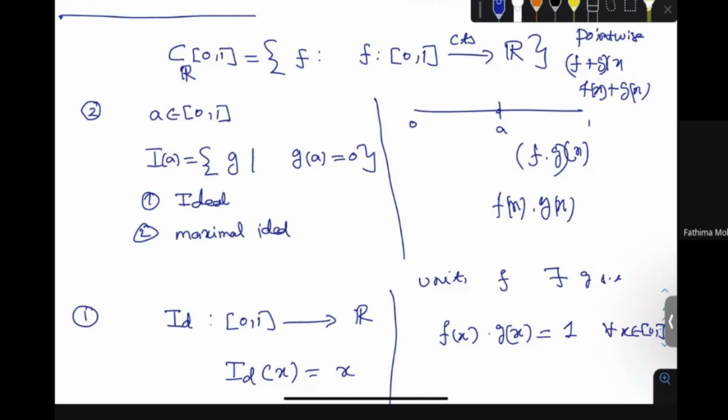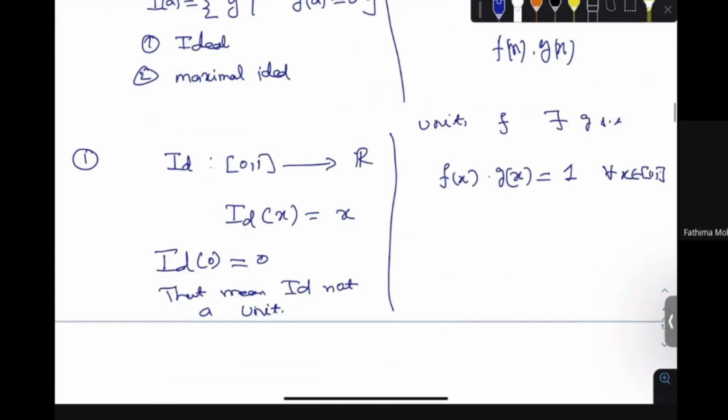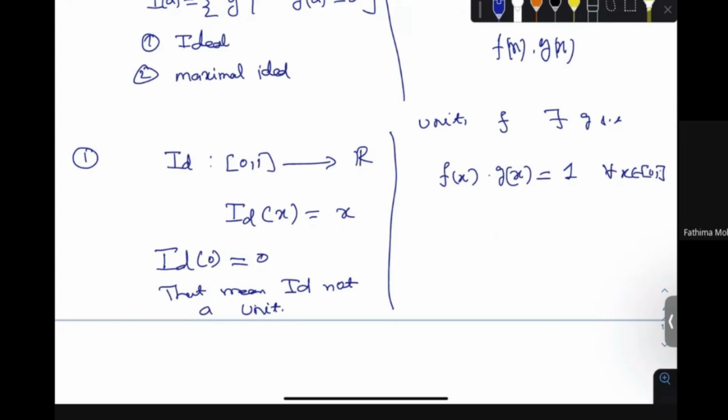Whether we have the consciousness to differentiate this and that. Remember that unit here, that's why I keep on using the word unit. I could have used multiplicative identity, but I do not want to confuse you people. That's why I use the word unit. The unity, this identity, okay? So the identity function is not a unit because at 0 it takes 0. It is vanishing at 0. So it is not a unit.